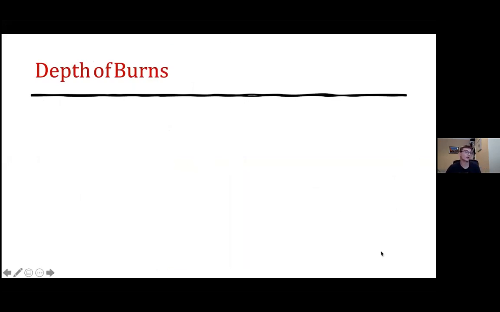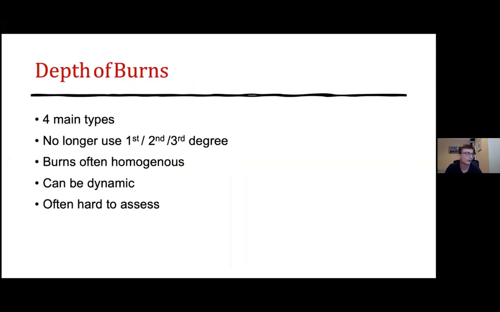Okay, now we're going to quickly go over depth of burns. So there are 4 main types. First, second, and third degree are no longer used, as burns are often heterogeneous, with different depths of the burn being in the same area or next to each other, and can be dynamic as well. So over a couple of days, as we mentioned, burns can progress and become worse. So it might start with a superficial partial thickness, for example, and become full thickness. Realistically, it's quite hard to do this accurately. You should obviously just try and do it to help with communication with specialties, etc.